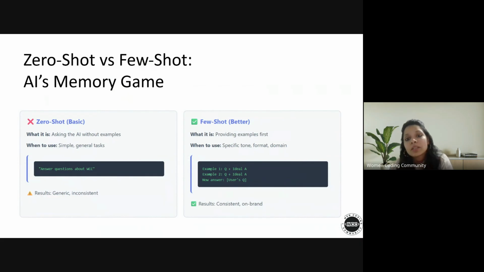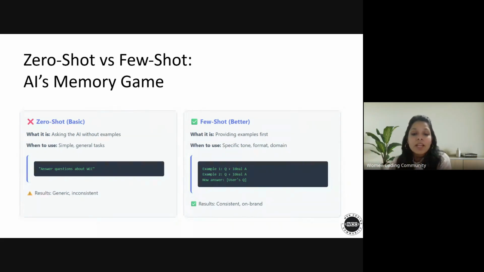Now let's talk about a different pattern, the few-shot pattern, which is a better version. Why? Because when you are defining your prompt, you specify a certain tone and certain examples. Suppose that when you're defining a prompt in a few-shot pattern, you would explain that, hey, you are a helpful WCC chat assistant.